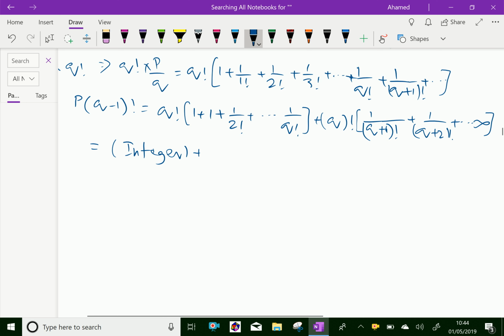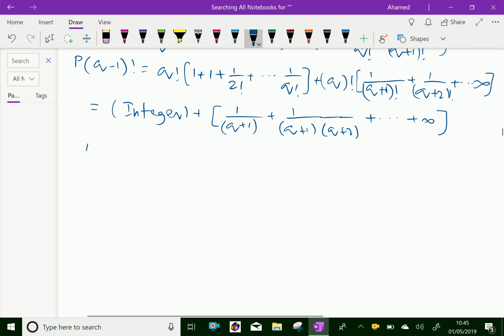Plus the second expression, here q factorial into 1 over (q plus 1) factorial is 1 over (q plus 1), plus 1 over (q plus 1) into (q plus 2), plus dot dot dot plus infinity terms.